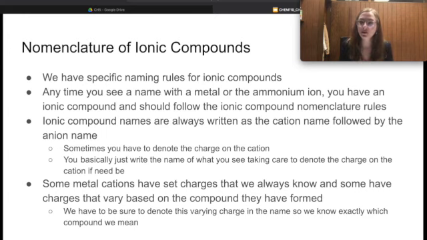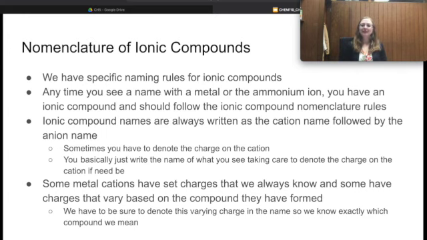Ionic compounds, when we're naming them, are always written cation followed by the anion. Sometimes you have to do something weird, like say what the charge on the cation is, but most of the time you're basically writing the name of what you see, and you add the charge if you have to add the charge, okay?